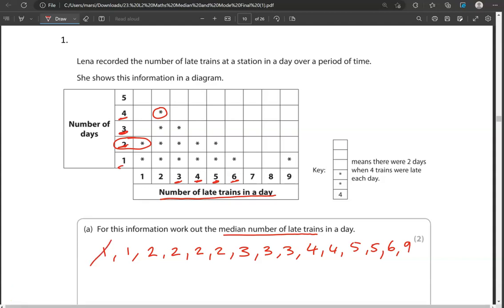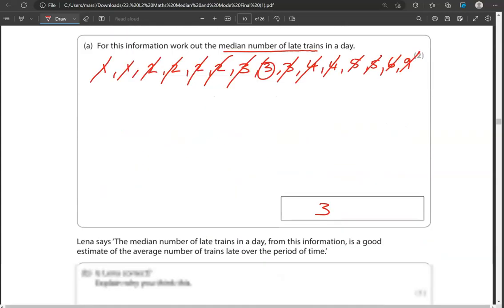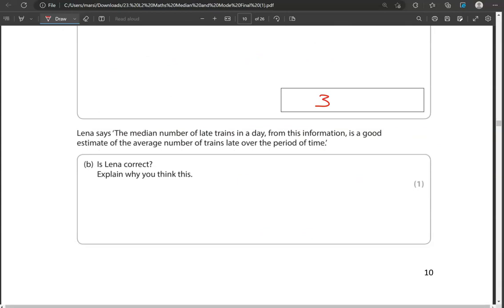So I'm going to cross them out on each side. We have 3. And that's the median. Lena says the median number of late trains in a day from this information is a good estimate of the average number of trains late over the period of time. Is Lena correct? Explain why you think this.